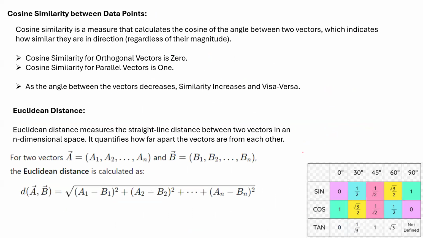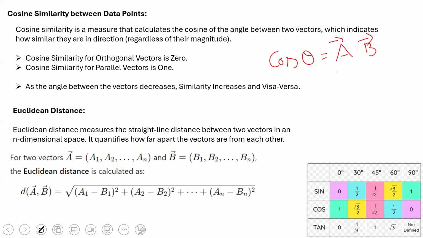So now let's understand cosine similarity between data points. This is very simple. You know how to calculate the angle between two vectors, right? What is the formula? Cos inverse of the dot product of A and B divided by modulus of A into modulus of B. So cos theta is a bar into b bar by mod a mod b, and theta is just the cos inverse of this.